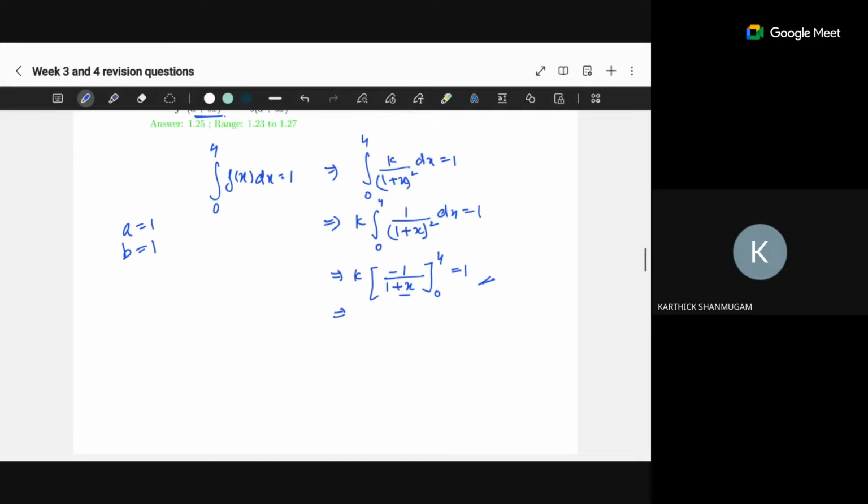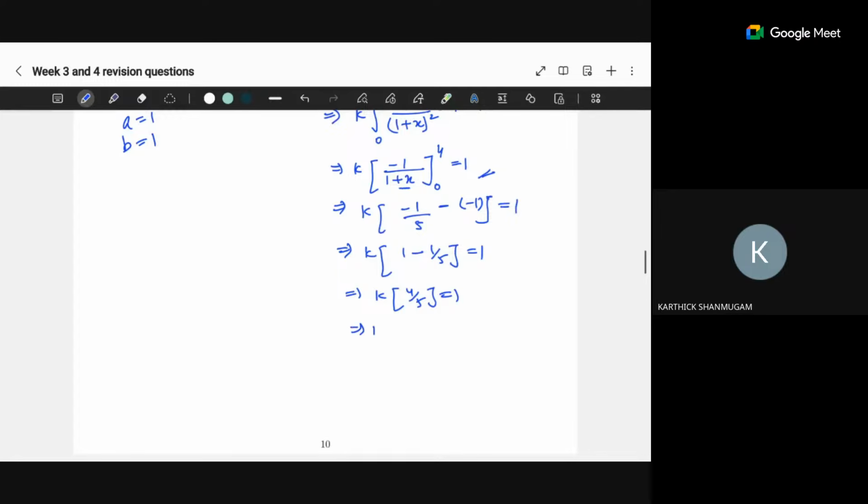So just put the values. So k is, if it's 4, 1 by 5 minus of 1 by 2, correct? No, 1. So it should be minus 1. Fine. So now this will be k times 1 plus minus 1 by 5 equals 1. If you solve this, you will get 4 by 5 k equals 1. So k equals 5 by 4, which is 1.25.